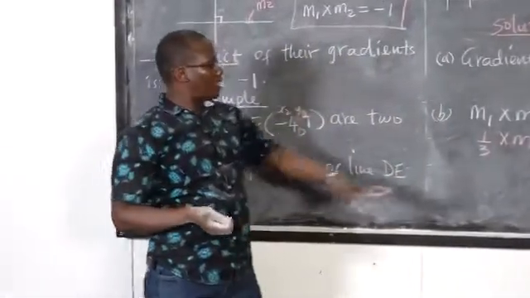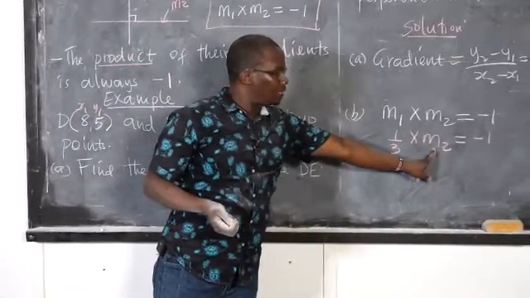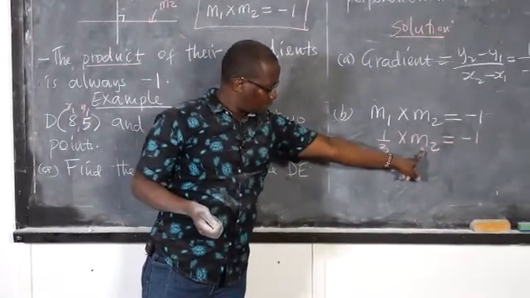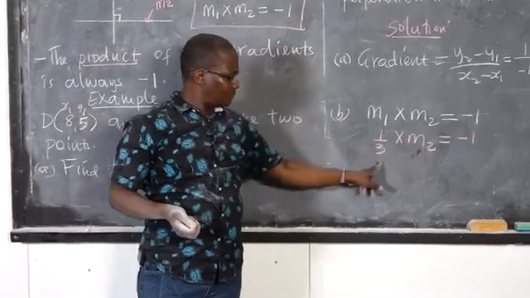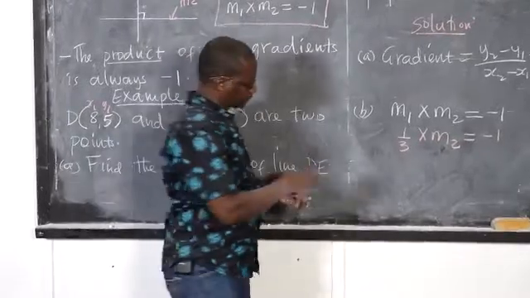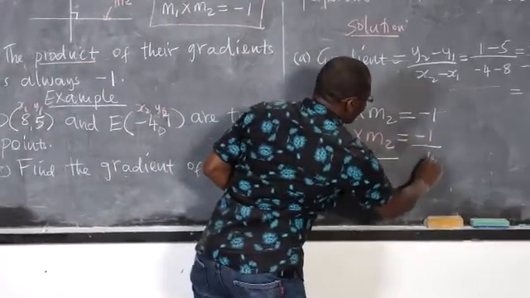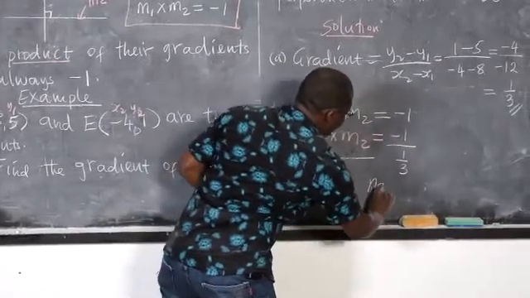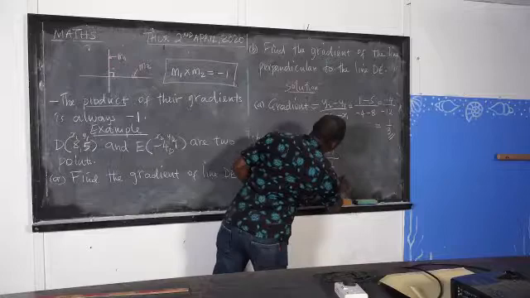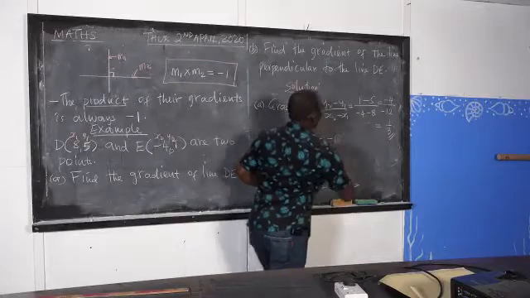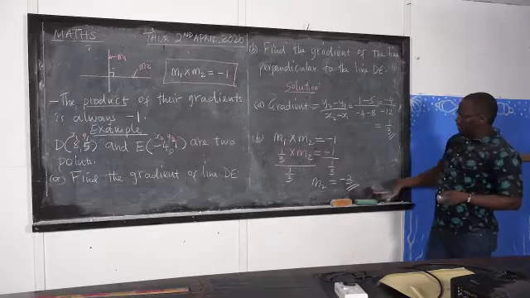So in this case now, for us to get the gradient of the other line, we need to make M subscript 2 the subject of the formula. That means we need to divide both sides by 1 over 3. Divide by 1 over 3. And that will give you this as -3. So the gradient of the perpendicular line to DE is -3.